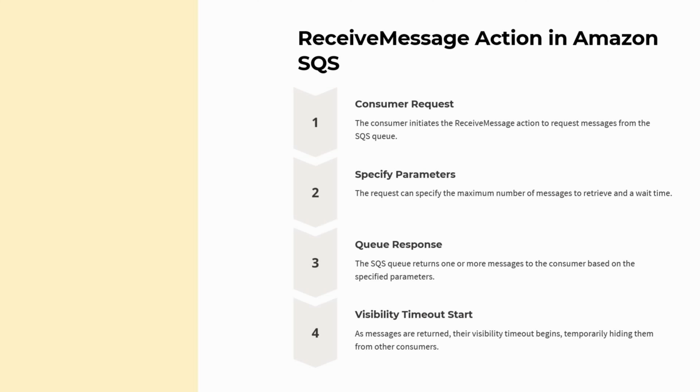Receive message action in Amazon SQS. The consumer initiates the receive message action to request messages from the SQS queue. The request can specify the maximum number of messages to retrieve and a wait time. The SQS queue returns one or more messages to the consumer based on the specified parameters. As messages are returned, their visibility timeout begins, temporarily hiding them from other consumers.